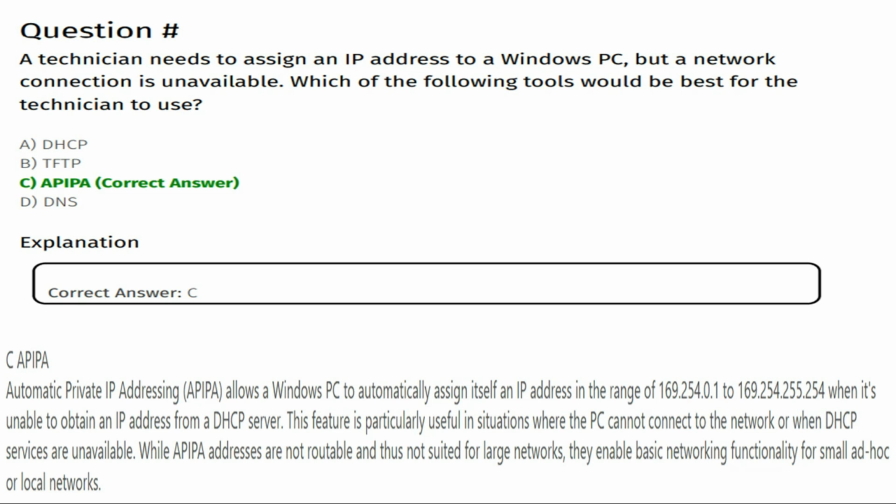APIPA, automatic private IP addressing, allows a Windows PC to automatically assign itself an IP address in the range of 169.254.0.1 to 169.254.255.254 when it's unable to obtain an IP address from a DHCP server. This feature is particularly useful in situations where the PC cannot connect to the network or when DHCP services are unavailable. While APIPA addresses are not routable and not suited for large networks, they enable basic networking functionality for small ad hoc or local networks. That's why the correct answer is C, APIPA. So let's move to the next question.